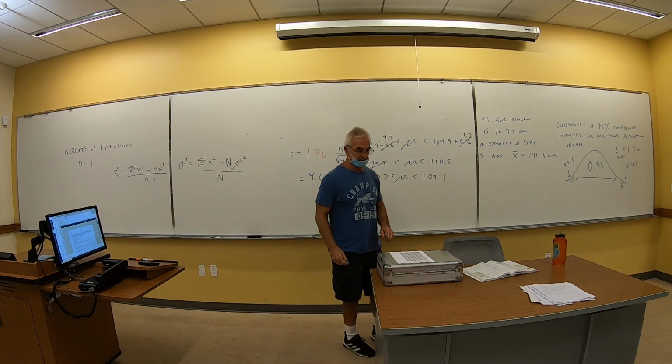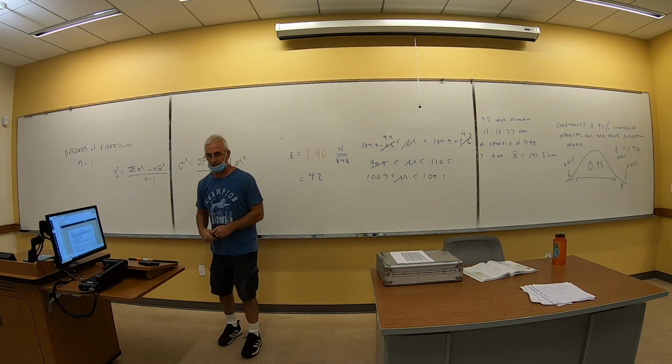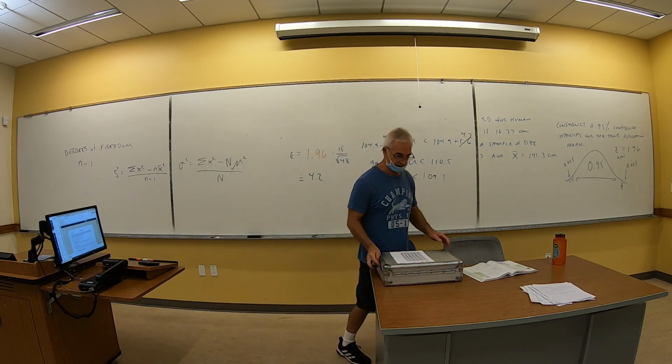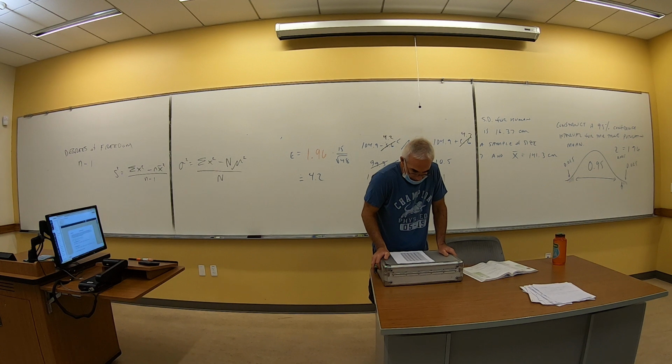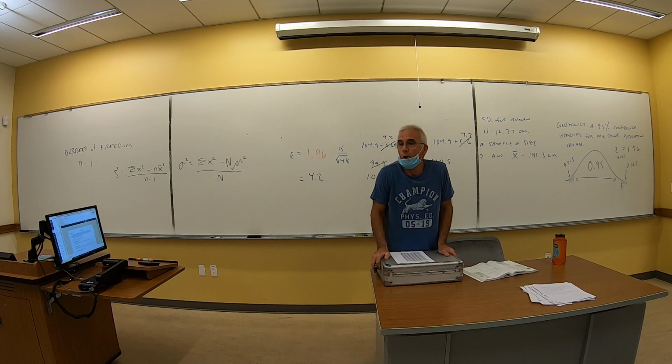So I want you to look at this table, and you notice on the left-hand side, it starts with degrees of freedom, not sample size. This is already n minus 1, okay? Now, the numbers on the top are the area in one tail.